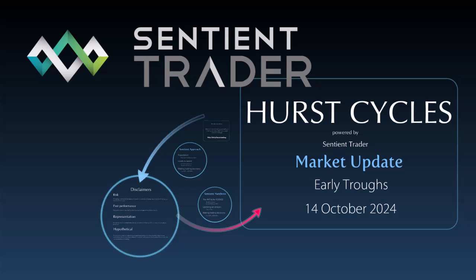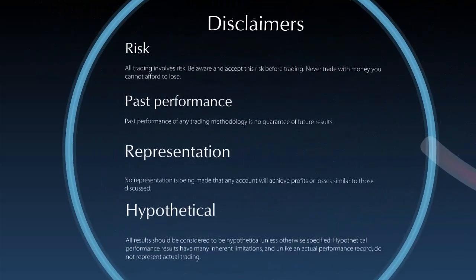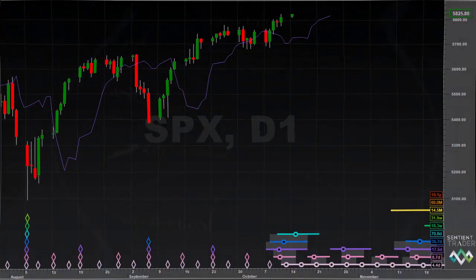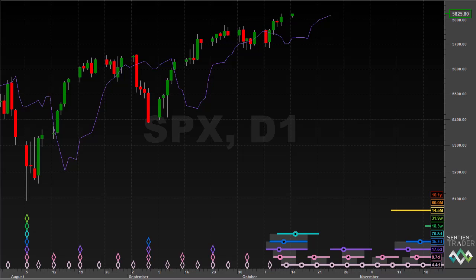In today's market update, we're going to be discussing early troughs, because it seems as if the 80-day cycle troughs that we were discussing in our previous market update might have come in just a few days early. Starting with the S&P 500 using SPX data, this is the analysis we've been tracking.